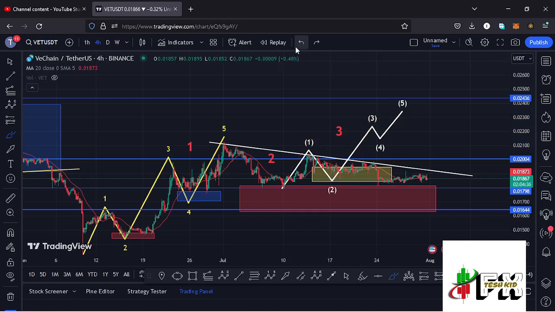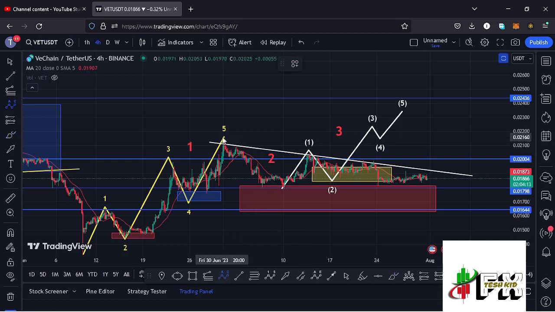Alternatively, in case we don't see that massive bounce that I'm expecting here on the Vechain chart, and maybe at some point we continue seeing further breakdown back into this red target area that I have right here, then that will be suggesting that we don't have a low in place for this second wave, and whatever we have on the charts is still an ABC corrective structure.